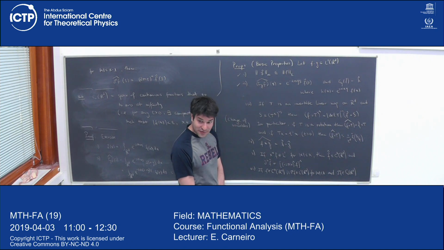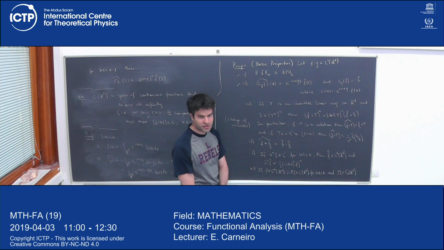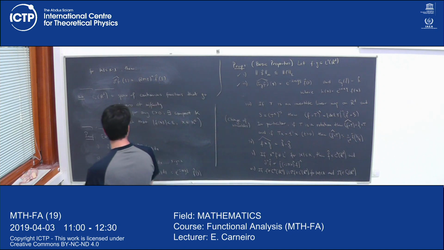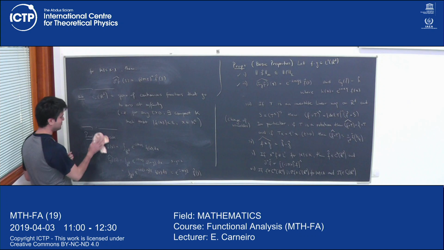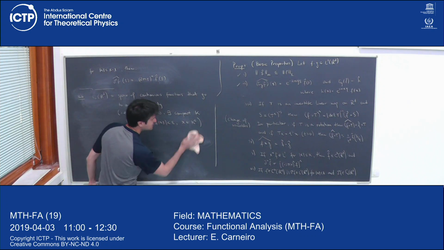Fourth property, very nice. The Fourier transform takes convolution into product. Okay, so it takes convolution into product. And also the proof of this is not hard.